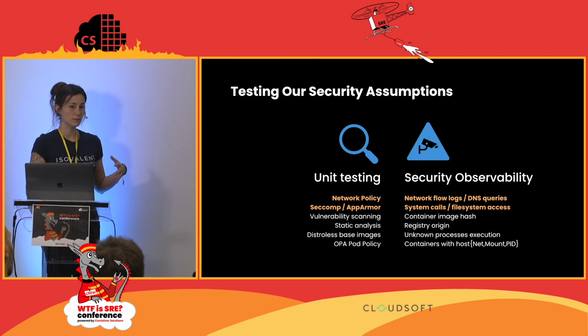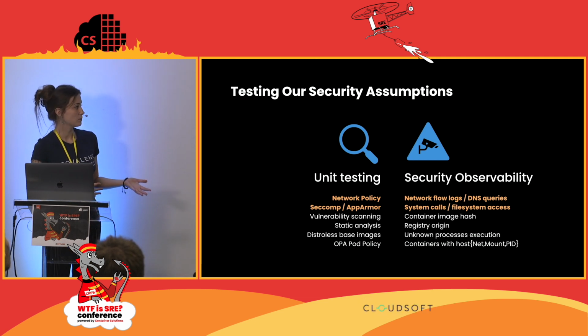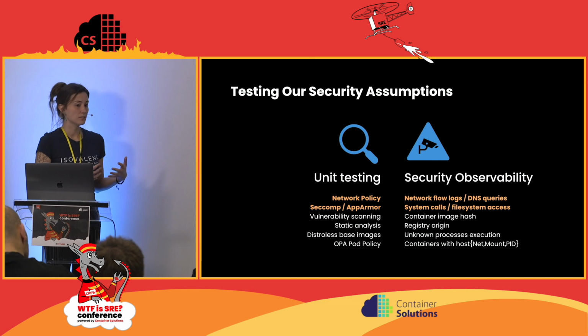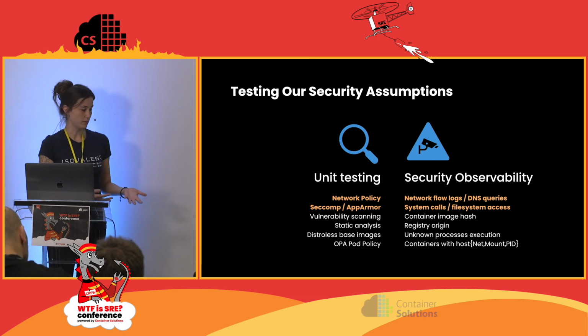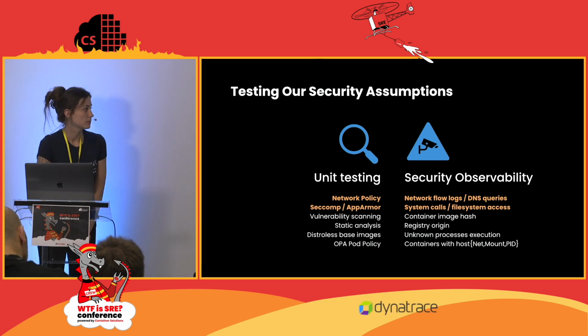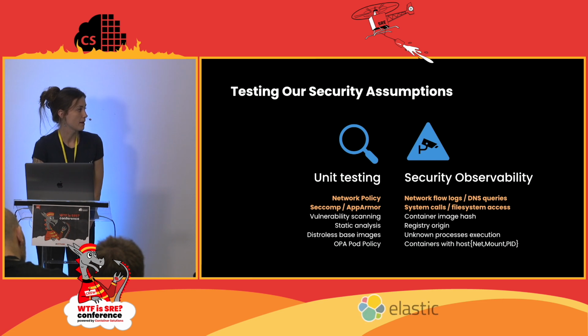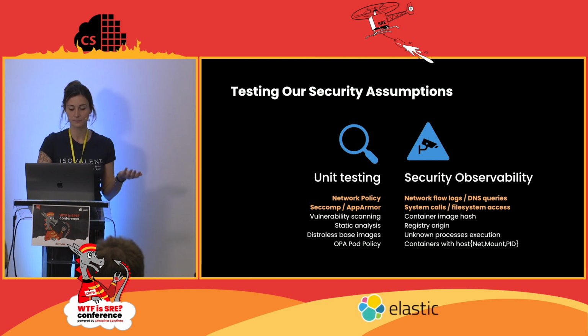The other example would be seccomp and AppArmor. So let's say you configure those profiles, but how can you make sure that these are actually working the way you configured it? For example, you could observe system calls and file system access.